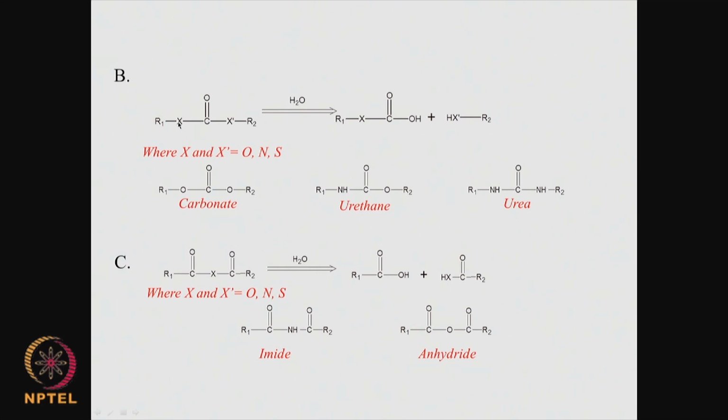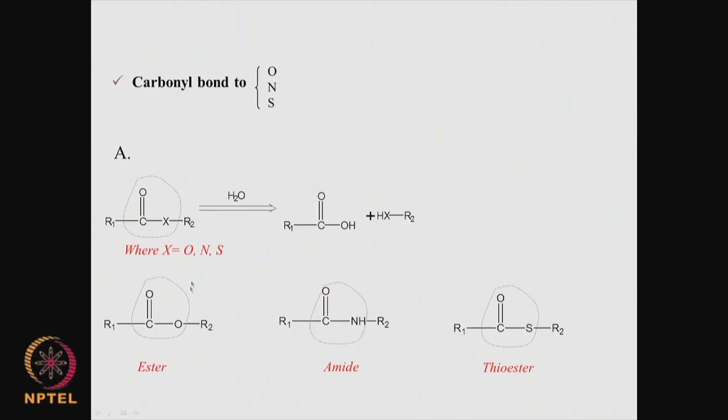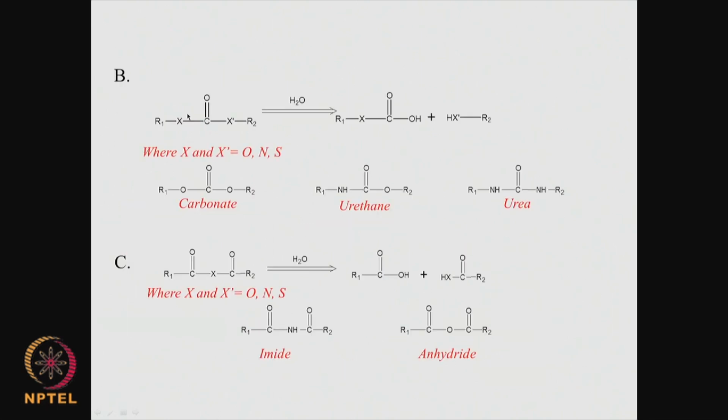Or we can have these types of situations, carbonate, which are slowly degradable, unlike the previous case where these are more faster degradable, whereas these will degrade much more slowly. So we can have O and O, this is called carbonate, you have C double bond O, O and O, or we can have urethane, C double bond O, O, NH, or we can have urea, NH, NH and C double bond O. So these are also hydrolyzable, that means they can react with water, but they react slowly, unlike the previous case.